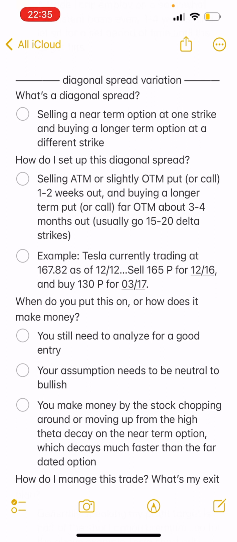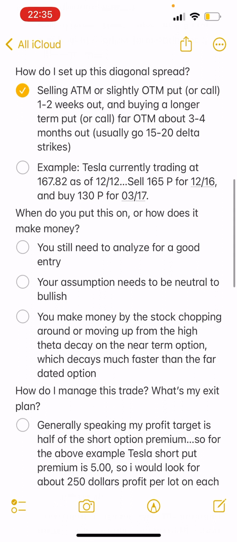So what exactly is a diagonal spread? If you're not familiar, you're basically selling a near-term option at one strike, and then you're buying a longer-term option at a different strike, okay? And I'll give you guys an example here in a minute. So how do I set up this diagonal spread, right?